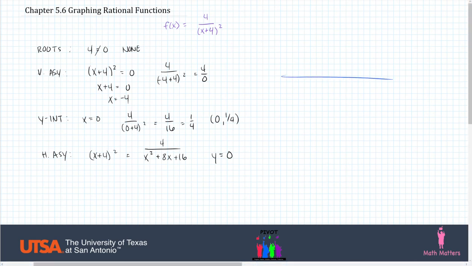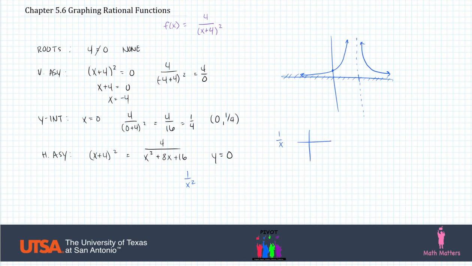If we have some graph, then it never crosses the x-axis, and we have a vertical asymptote here at x equals -4. We have a y-intercept at (0, 1/4), so let's say somewhere here. And then we have a horizontal asymptote at y equals 0. And since this is 1 over x squared, then they're going to be on the same side. So our graph is actually going to look like this. If it was 1 over x, then it would be this way.